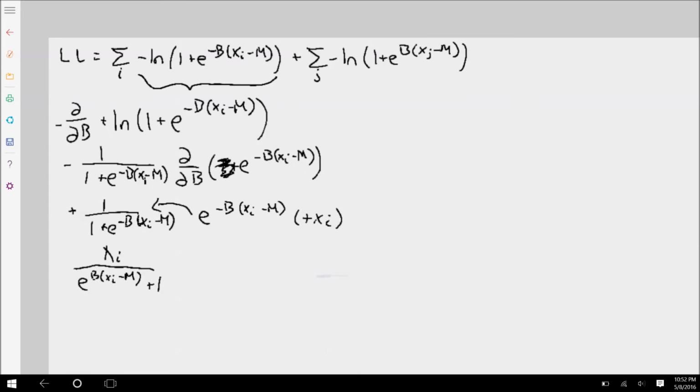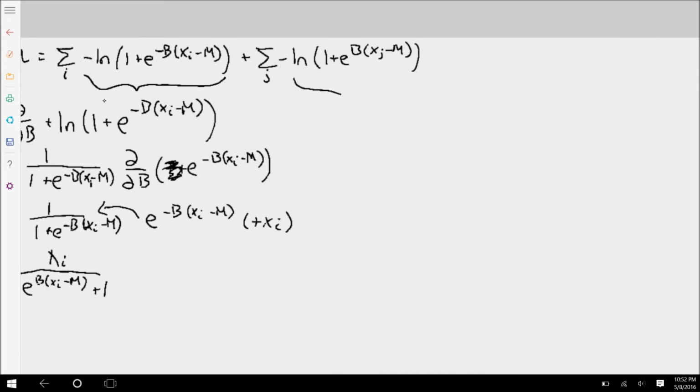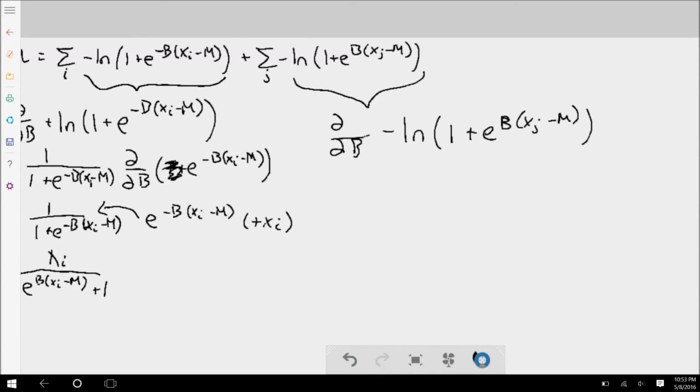So let's do the same thing for this part over here. Partial dB of negative ln 1 plus e to the b times xj minus m. This comes out again, and it's pretty much the same deal as we were doing before. Negative 1.